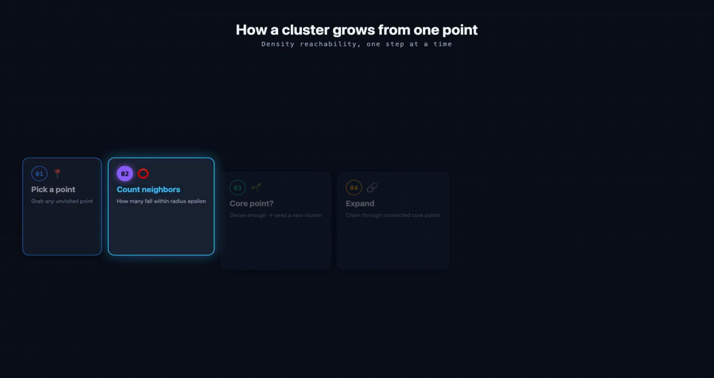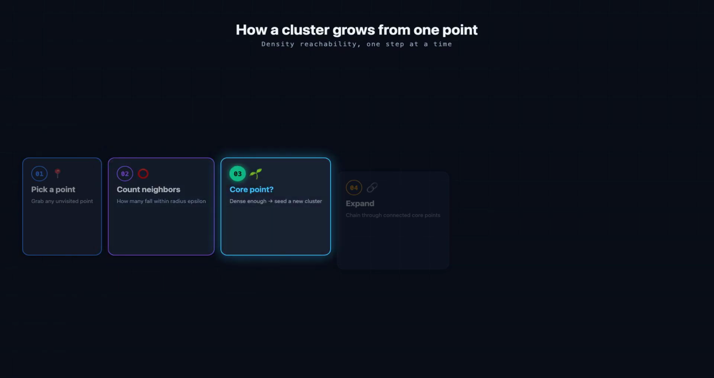Now draw a small circle of radius epsilon around that point and count how many neighbors fall inside. Epsilon is your first setting, the reach of the neighborhood, and this count decides whether the point sits inside a dense region or out in the sparse wilderness. If that neighbor count meets your minimum points threshold, congratulations, this is a core point, and it becomes the seed of a brand new cluster. If it falls short, the point is set aside for now, either a border point clinging to some cluster's edge or noise that belongs to nothing at all.